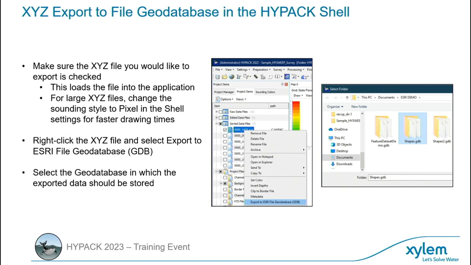But for large ones, this is something I ran into, you move the map, it takes forever to redraw everything. So what I would recommend doing is going into the settings in HYPACK and changing the, I think it's in the soundings, yeah. There's a sounding style, which will draw the points as text or whatnot. And you should change that to pixel because it will just draw it as a dot, and that makes it draw way faster. You can draw a lot of points very, very quickly. So because it has to be checked, I would recommend doing that.